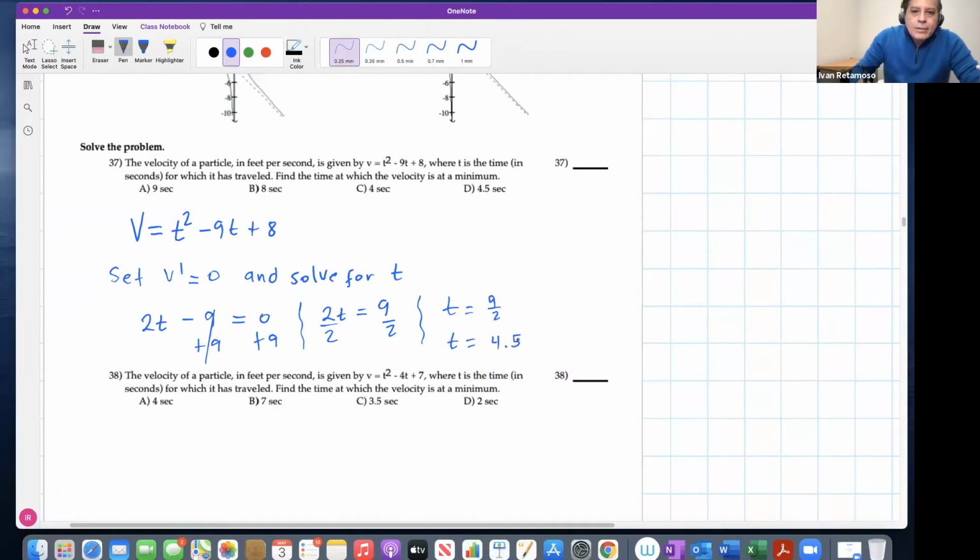If you use your calculator and divide 2 into 9. And in the end, you may attach the units. Time is measured in seconds, so 4.5 seconds, right? Which is here.